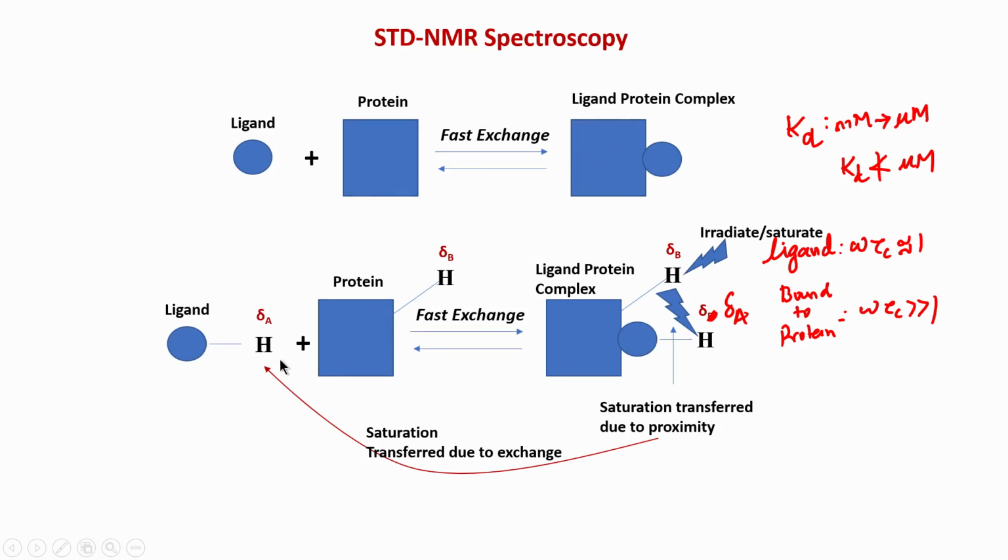So, what will happen if you record the spectrum of the free ligand now? You will see that this has decreased compared to no protein. When there is no protein and when there is a protein, the difference you will see is that this ligand signal has now reduced in intensity, because the saturation here affected the intensity here.